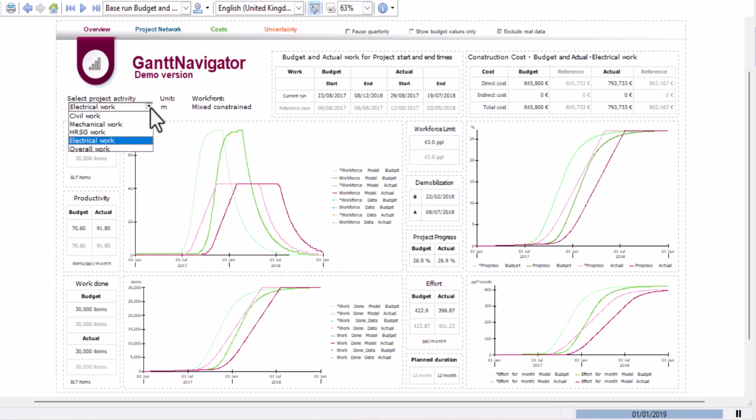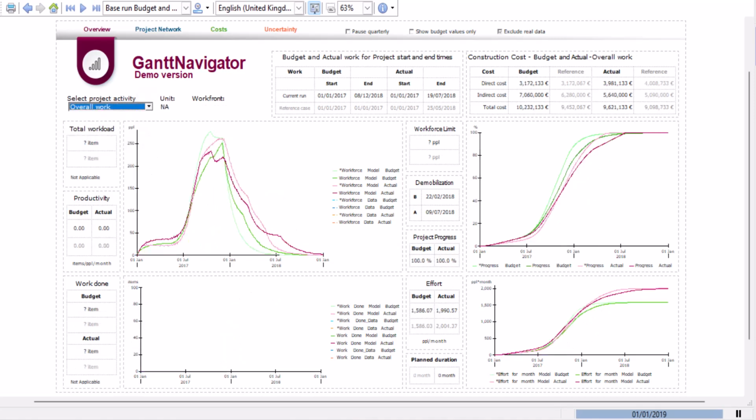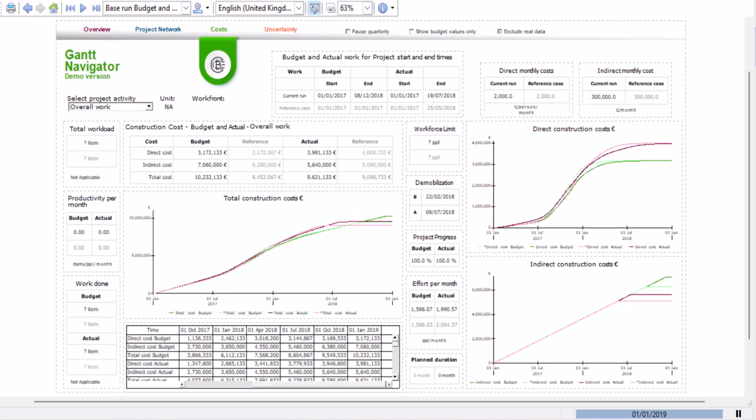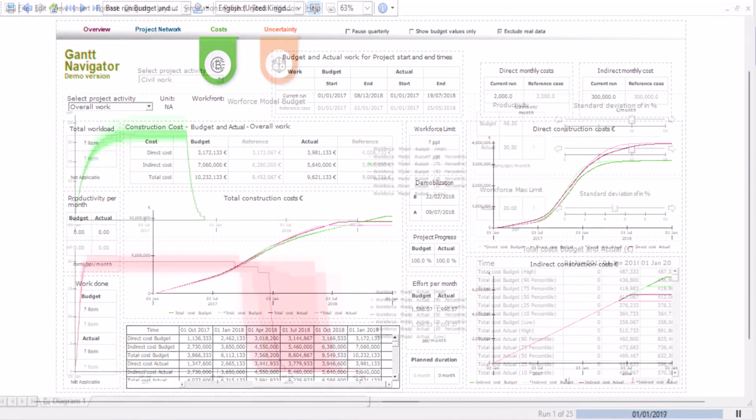Now we may look at the overall results when the work packages are simulated together. You will see the target and actual values we have mentioned before, but now they are accumulated for the full project. And on the cost page, you will see not only direct cost for the work packages, but also indirect cost as well as the total project cost.